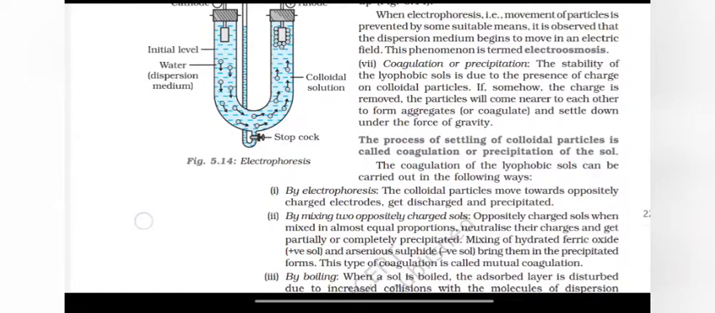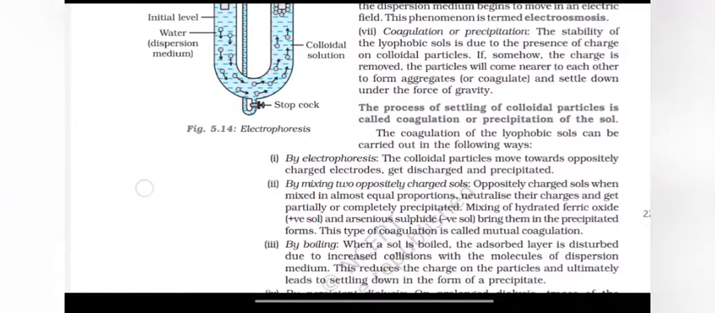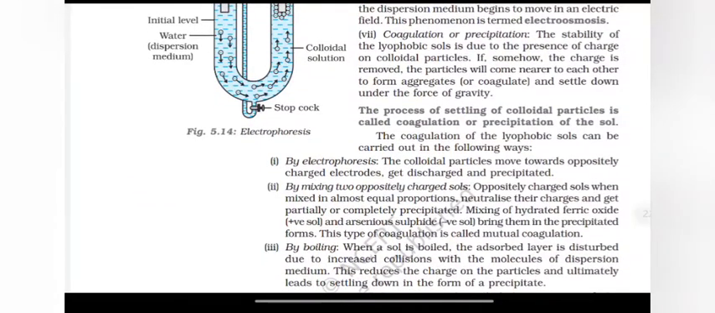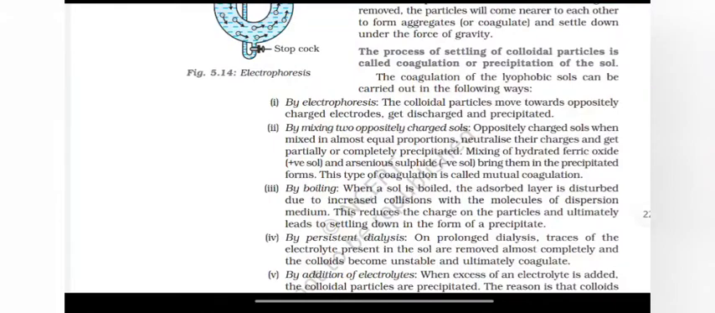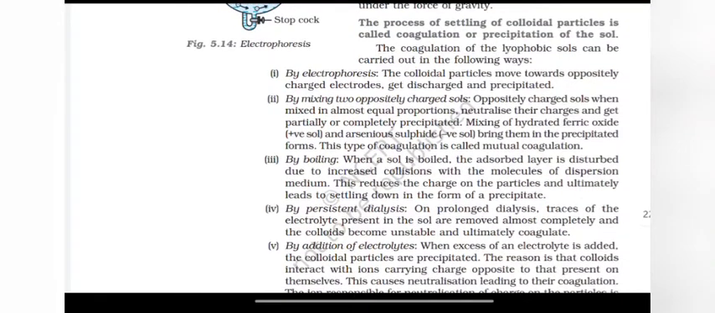Coagulation or precipitation. The stability of lyophobic sols is due to the presence of charge on colloidal particles. If somehow the charge is removed, the particles will come nearer to each other to form aggregates and settle down under the force of gravity. The process of settling of colloidal particles is called coagulation or precipitation of sols. The coagulation of lyophobic sols can be carried out in the following ways. By electrophoresis, the colloidal particles move towards oppositely charged electrodes, get discharged and precipitated.